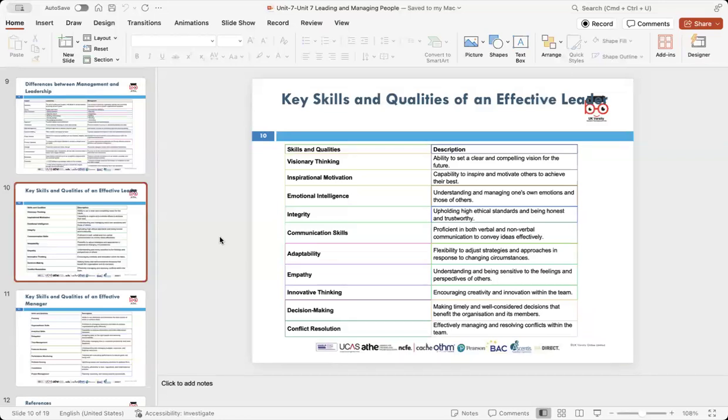Leaders should be adaptable to handle changing situations and show empathy to understand the emotions and views of team members. Innovative thinking allows leaders to encourage creativity within the team. Good decision making ensures quick and effective solutions, and strong conflict resolution skills help manage disagreement and maintain a positive work environment. Any questions so far?